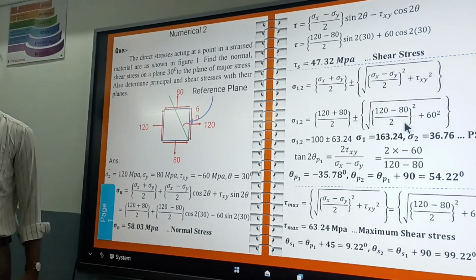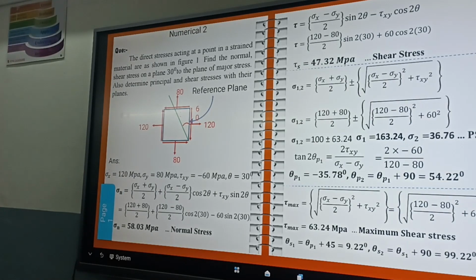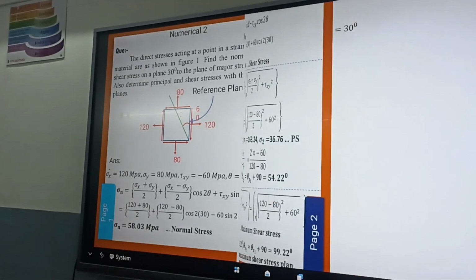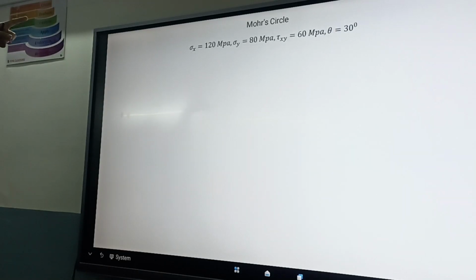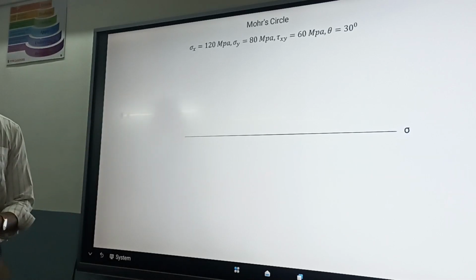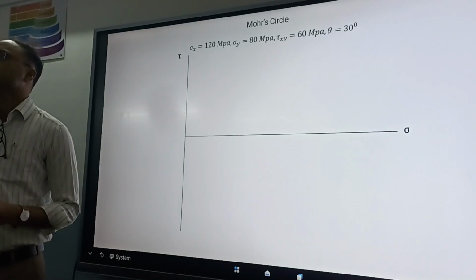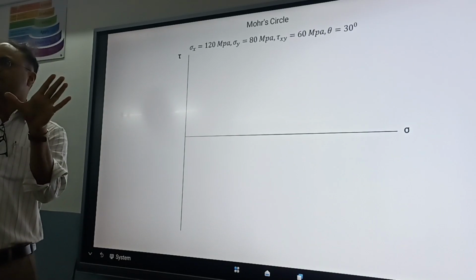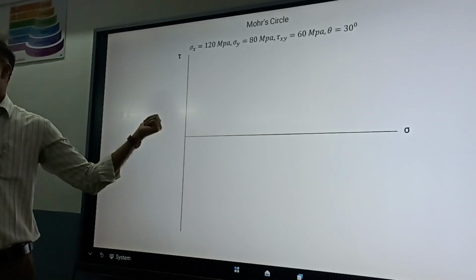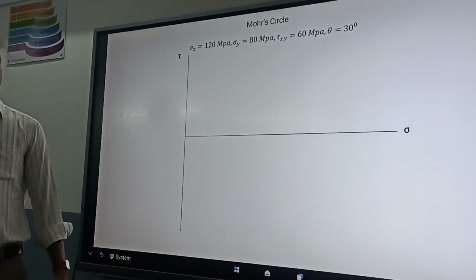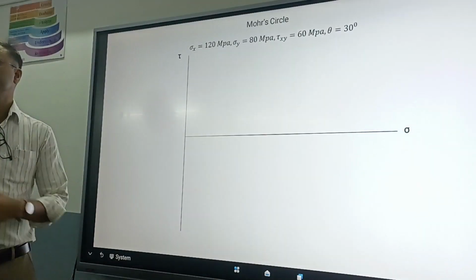Now we'll solve the same problem by using the graphical method. All of you just follow the steps given here. So we are now doing the same problem by Mohr circle. All of you take out scale and pencil, and just follow these steps. So draw x axis and y axis. Without discussion, I want you to do all these steps. X axis, y axis.